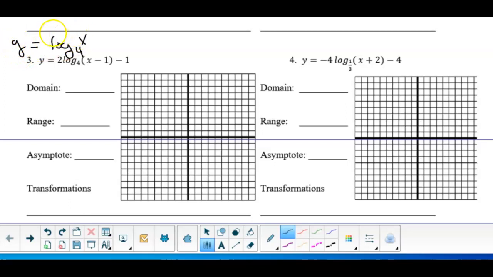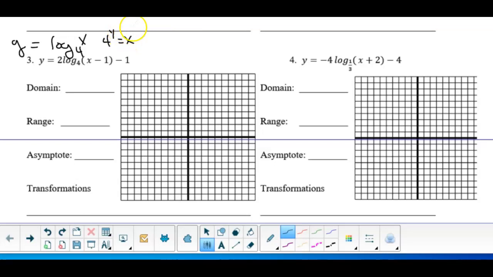So if I have that, and I know my x and my y, I can just change this into exponential form. I'm going to have 4 to the y power is equal to x. Okay, so I just want to put in things that I can graph very easily from this, and then I'll do my stretch and my transformations.